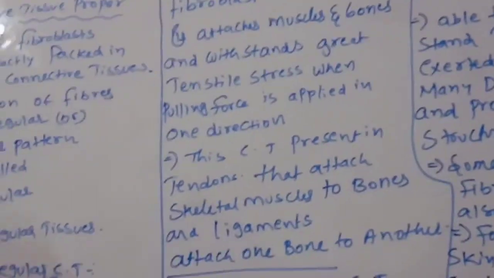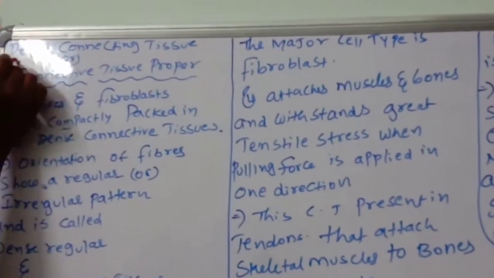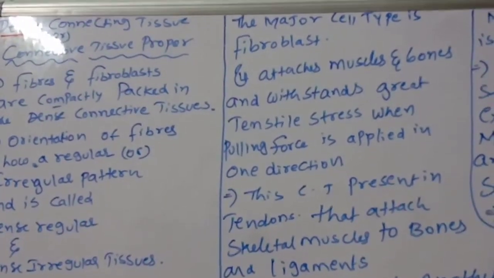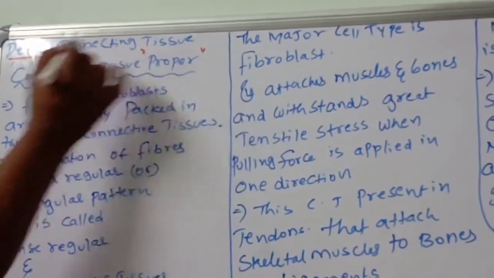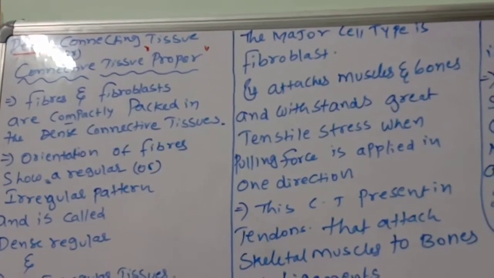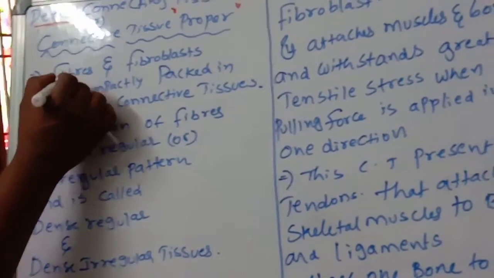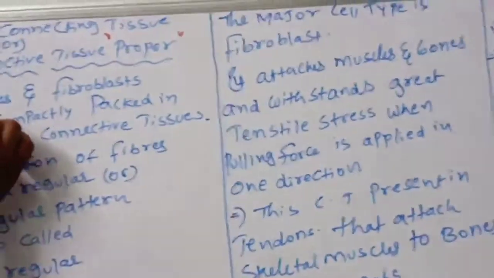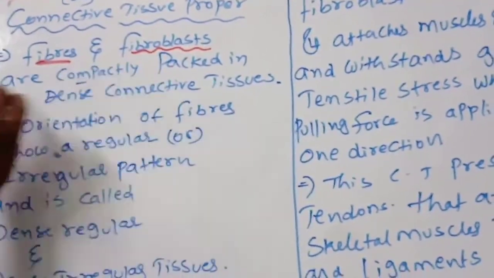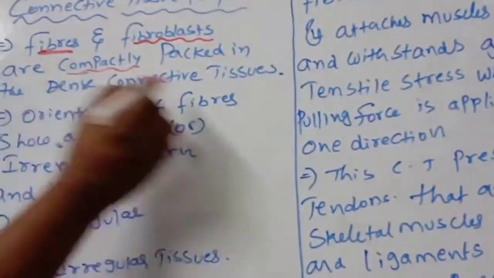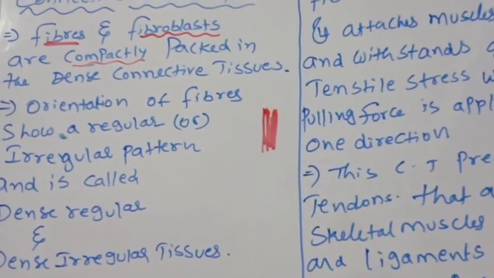Okay children, observe very carefully. We are going to discuss dense connective tissue, which means perfectly packed, properly arranged cells. There will be fibers and fibroblasts compactly packed in the dense connective tissue.